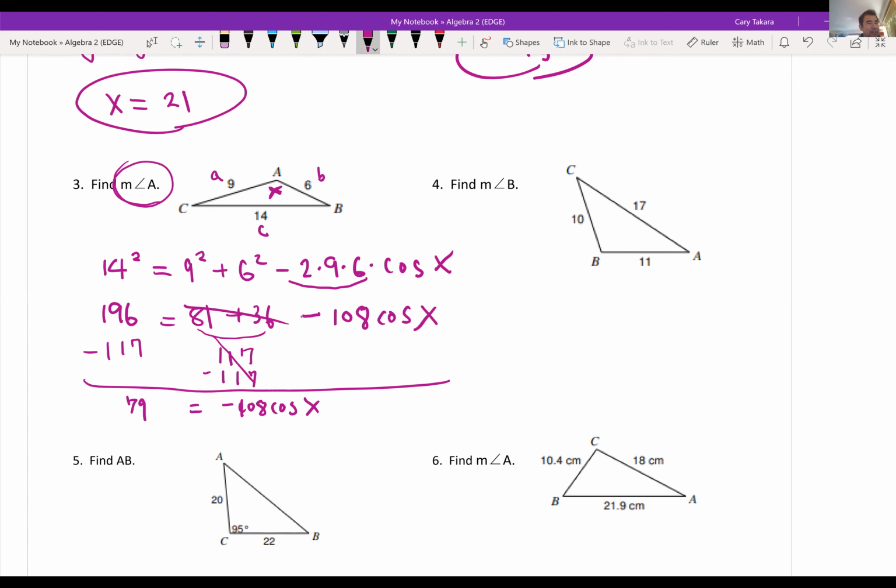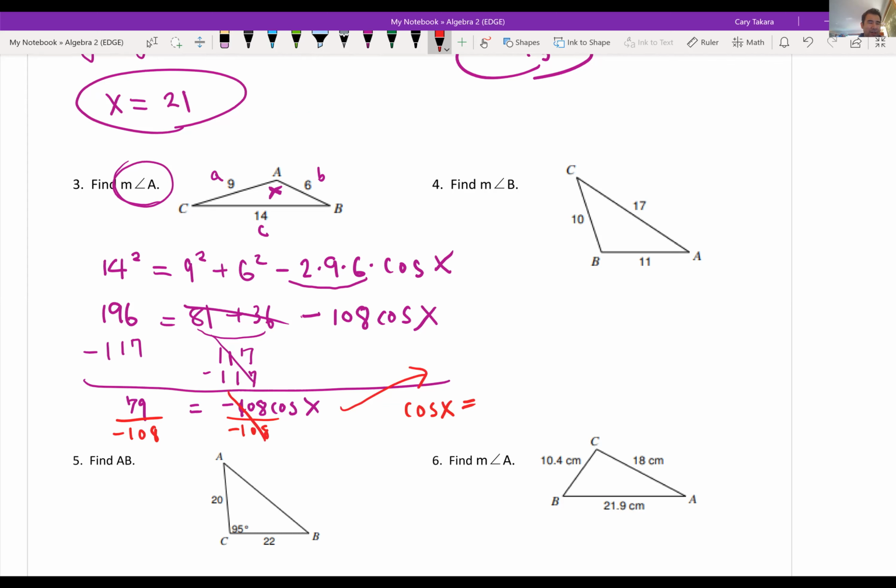Next step is to get rid of that negative 108. How do we get rid of that negative 108? By dividing, because negative 108 times cosine of x, right? So in order to get rid of that negative 108, you've got to divide by negative 108. Divide by negative 108. And that cancels out. So we've got cosine of x equals, I'm switching places, 79 divided by negative 108. And what do we get?